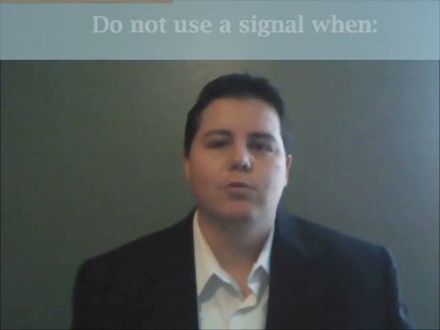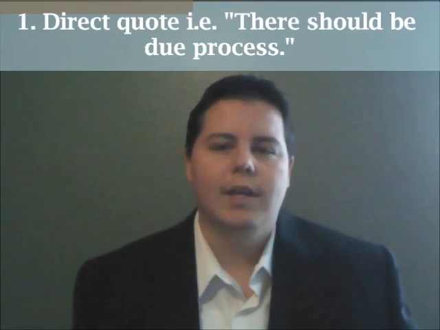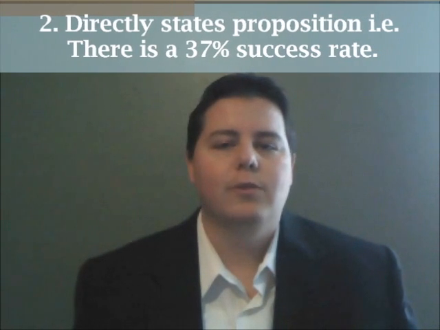The first part of 1.2 addresses a situation where you would not use an introductory signal, and there are actually three such situations. The first is when you're directly quoting the authority. The second is when you're directly stating a proposition from the authority. Usually that's going to be statistics or numbers of some kind, because it's clear that those things have directly come out of the authority. There's no additional step in understanding that the reader needs to make.